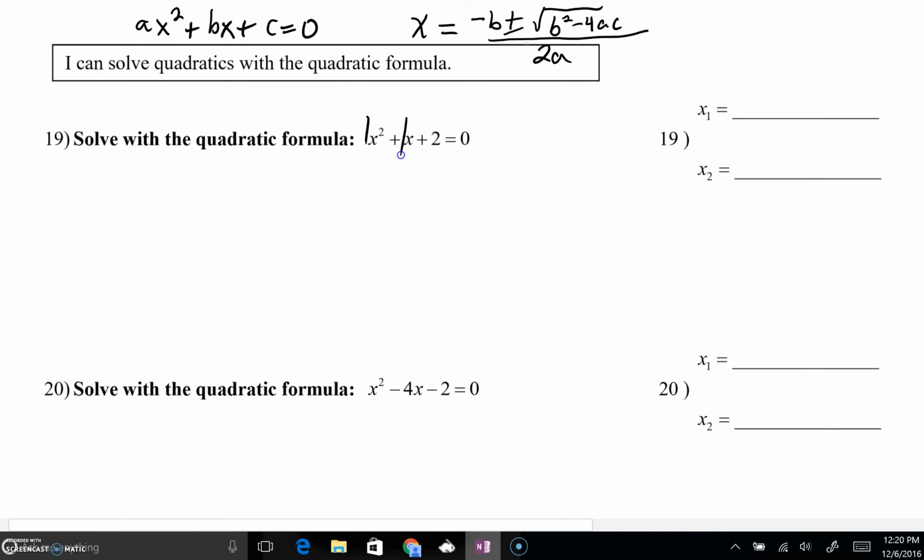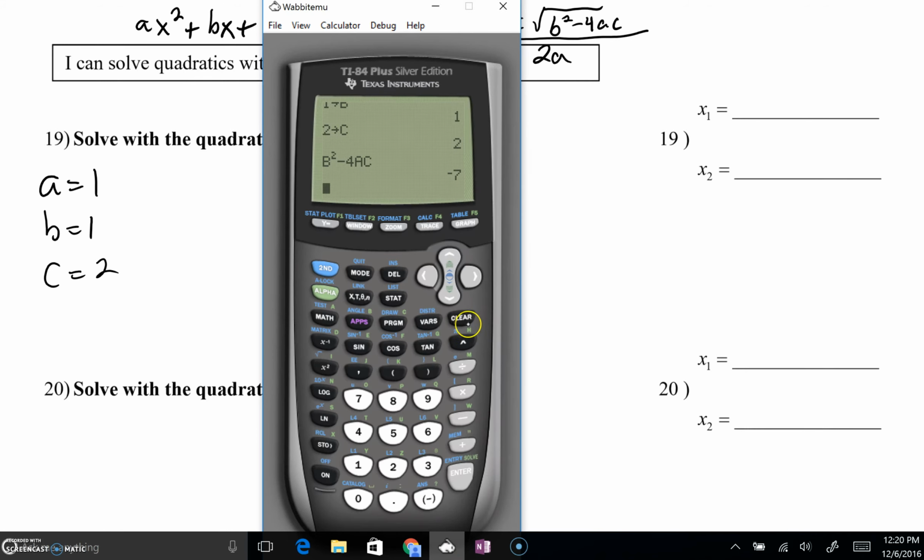But first we need to find our a, our b, and our c. So we look at number 19. I hope you know that a, the number in front of x squared, is a 1. Our b, the number in front of x, is also a 1. And c, the number that's added after these x values, is simply a 2.